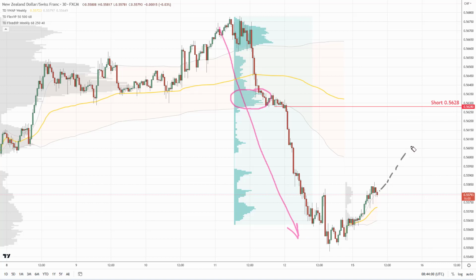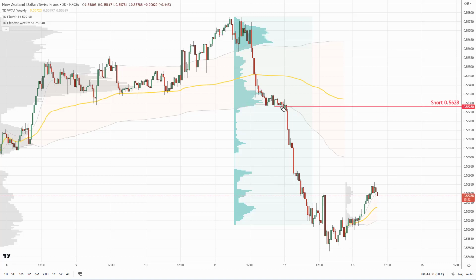And when there is a pullback to this level, to the beginning of that volume cluster at 0.5628, then I think there'll be a reaction as the sellers from here will want to defend this heavy volume zone and push the price downwards. Right? That's basically the same scenario as I showed you on the euro dollar, so I think it's pretty simple to understand. Now, in this case, there's also one more thing that adds strength to that level.